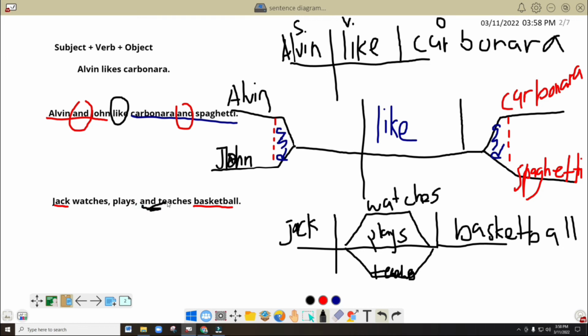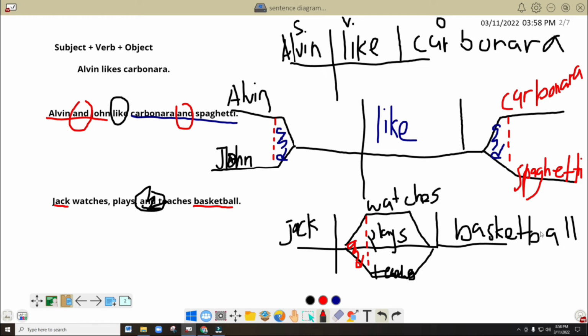So where are we going to put now the word and? Same thing as we did in here. We are going to draw a broken line. There's the broken line. And what are we going to do here? We are going to write here and. All right, so Jack watches, plays, and teaches basketball. So this is how we do the subject, verb, object.